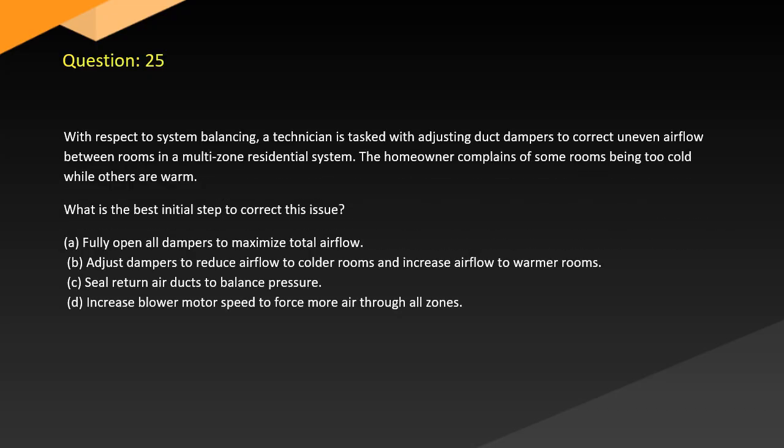Question 25. With respect to system balancing, a technician is tasked with adjusting duct dampers to correct uneven airflow between rooms in a multi-zone residential system. The homeowner complains of some rooms being too cold while others are warm. What is the best initial step to correct this issue? A. Fully open all dampers to maximize total airflow. B. Adjust dampers to reduce airflow to colder rooms and increase airflow to warmer rooms. C. Seal return air ducts to balance pressure. D. Increase blower motor speed to force more air through all zones.